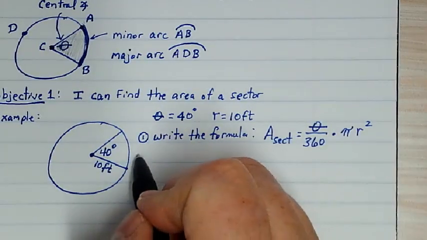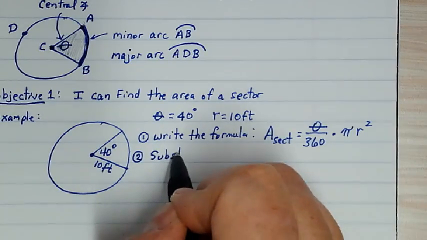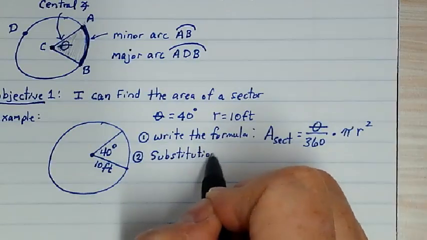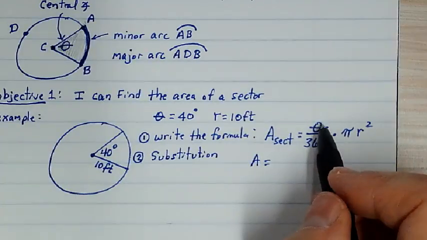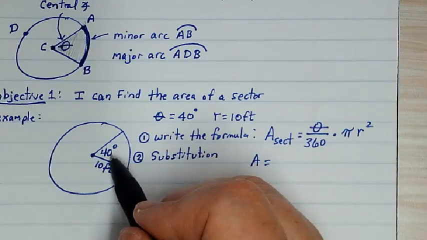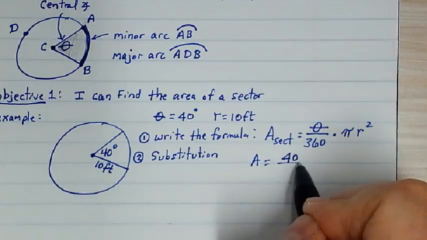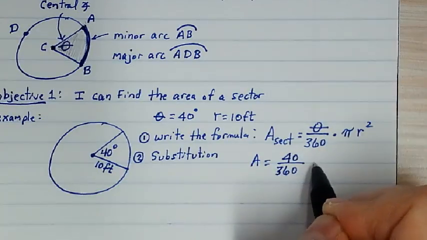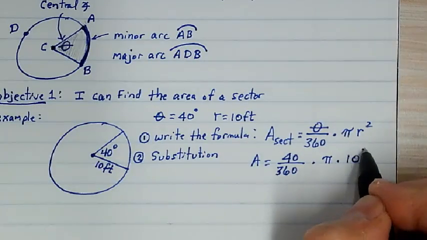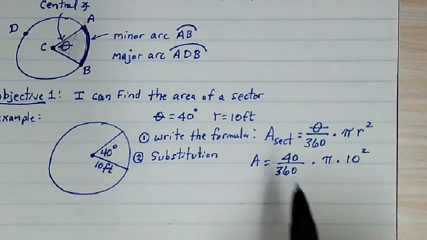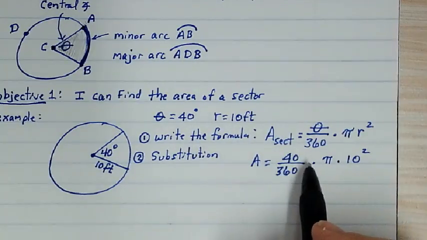So step 2, my favorite part, we're going to make the substitution. So when you're substituting, you're going to get area of the sector, which is theta. Remember, theta represents the measure of the central angle in degrees, and the measure of that central angle is 40. So we're going to put 40 over 360 times pi times the radius squared, which is 10 squared. And of course, check my substitution. My radius is 10. Yep. And my theta is 40.